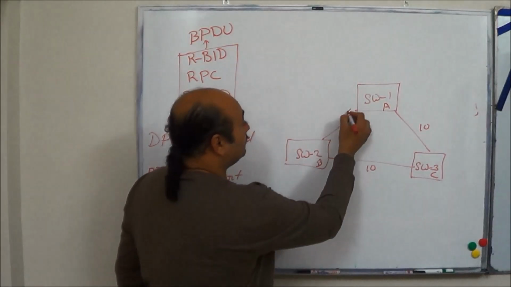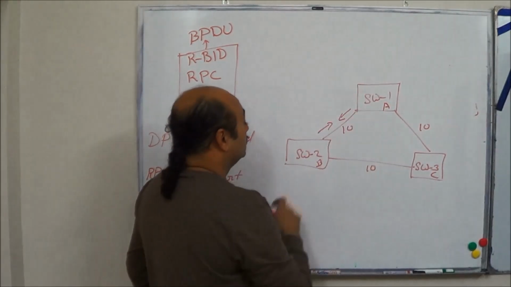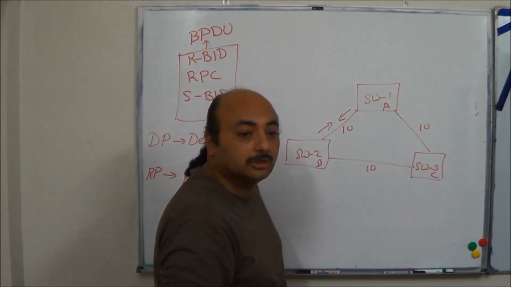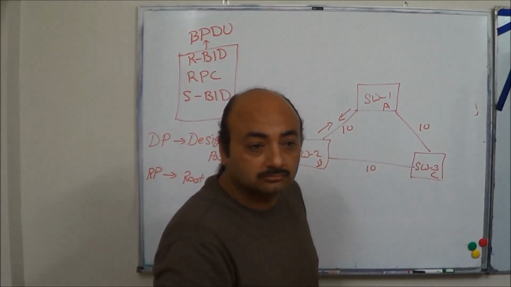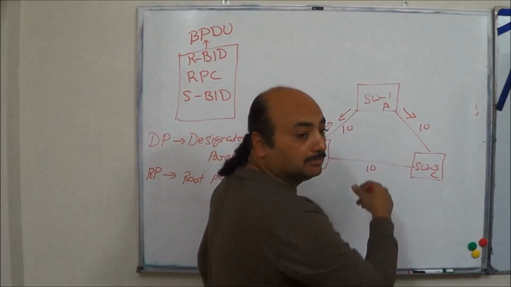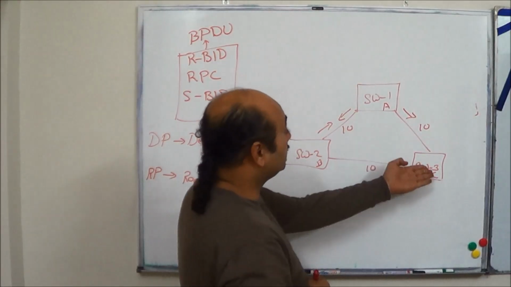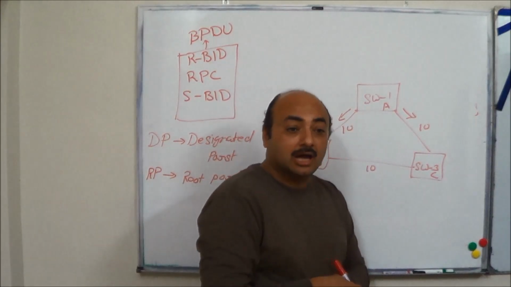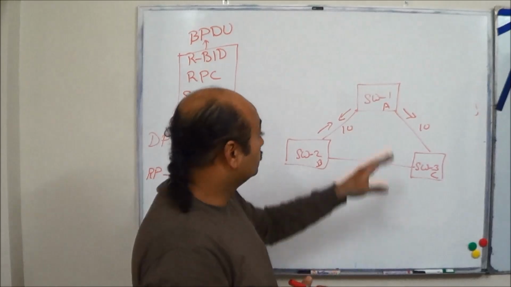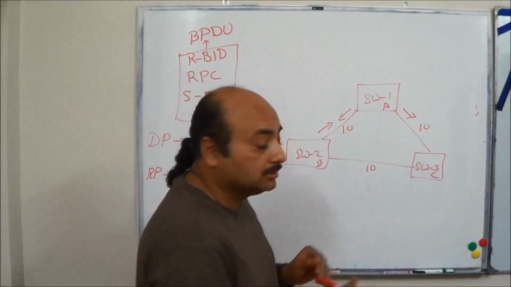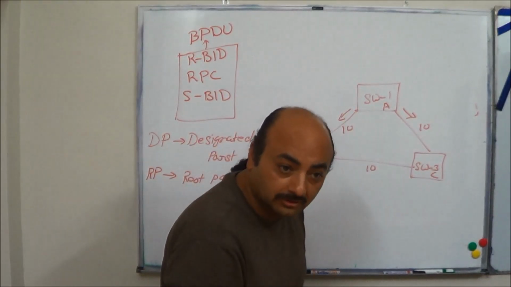Sending BPDUs. Which is better? Switch 1, A, is the root bridge, so it stops sending. Similarly here, which one will be? It sends 32768 plus A, cost 0, sender bridge ID 32768 plus A. This one sends 32768 plus C, cost 0, sender bridge 32768 plus C. Who's better? Here. This one continues sending.